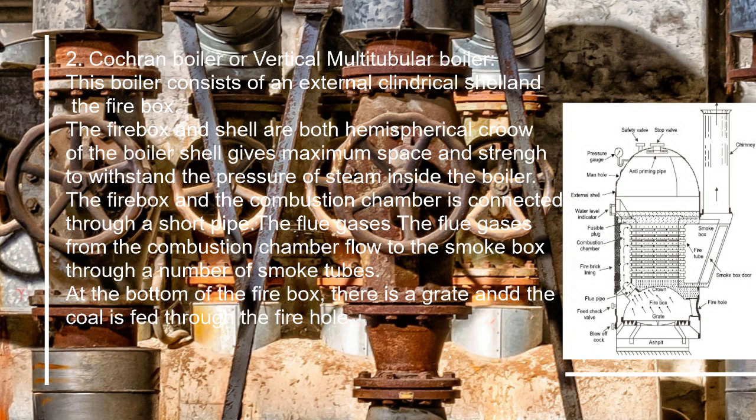the boiler. The firebox and the combustion chamber are connected through a short pipe. The flue gases from the combustion chamber flow to the smoke box through a number of smoke tubes. These tubes generally have 62.5 mm external diameter, and the combustion chamber is filled with fire bricks on the shell side. A manhole near the top of the crown of the shell is provided for cleaning.